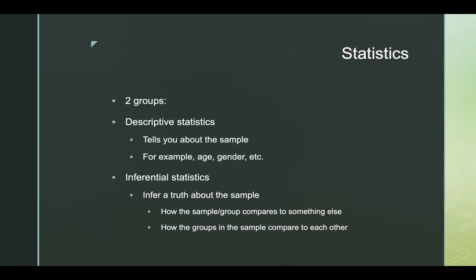This one is where you're going to compare your sample to something else, or you compare your group to something else, or you compare the groups that are in your study to each other. Whatever the case is, you're making a comparison, and then you're using that comparison to try and infer some sort of truth. So you've got descriptive statistics that describe the sample, and then inferential statistics that will compare the sample to another group or to the population as a whole, etc.